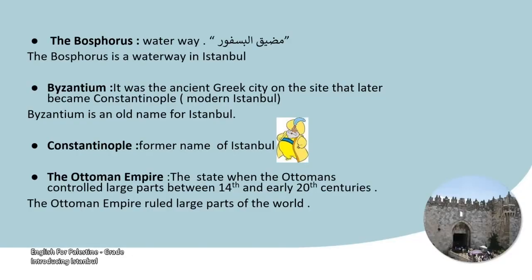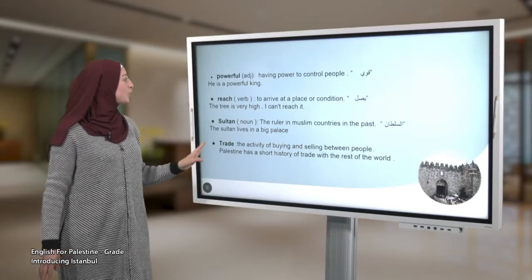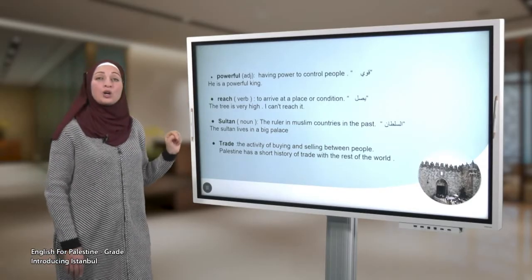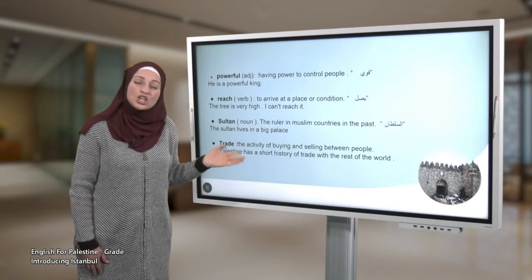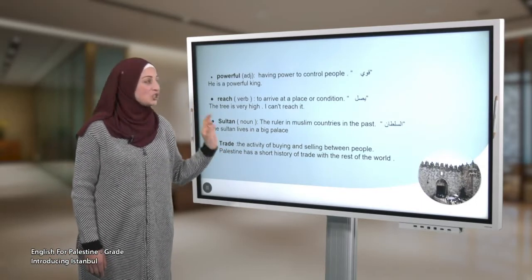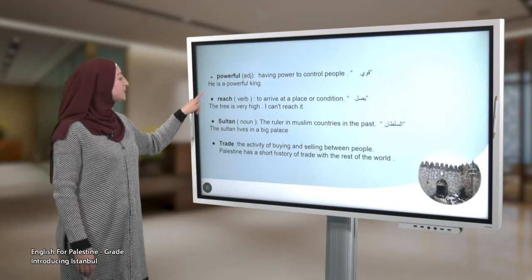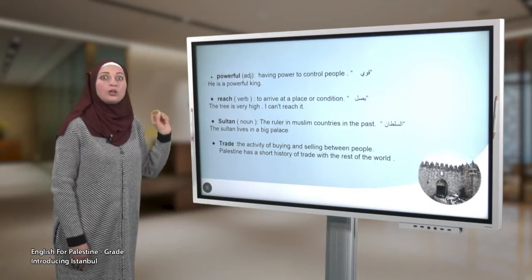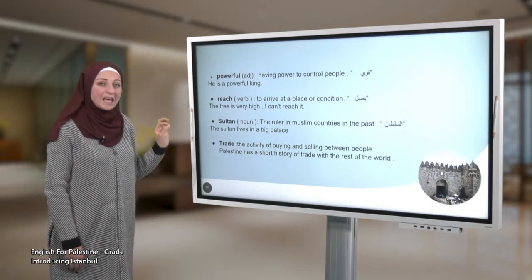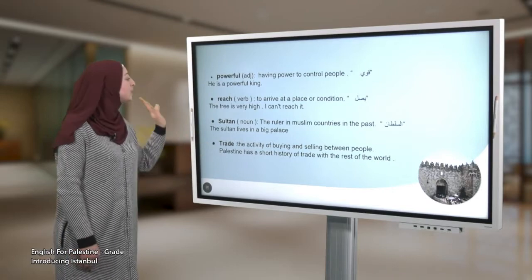The Ottoman Empire, the state when the Ottomans controlled large parts between the 14th and early 20th centuries. The Ottoman Empire ruled large parts of the world. So, let's continue. I have powerful here. What is the part of speech? The part of speech is adjective, and it's having power to control people. Example, he is a powerful king. I'm describing him that he is powerful.